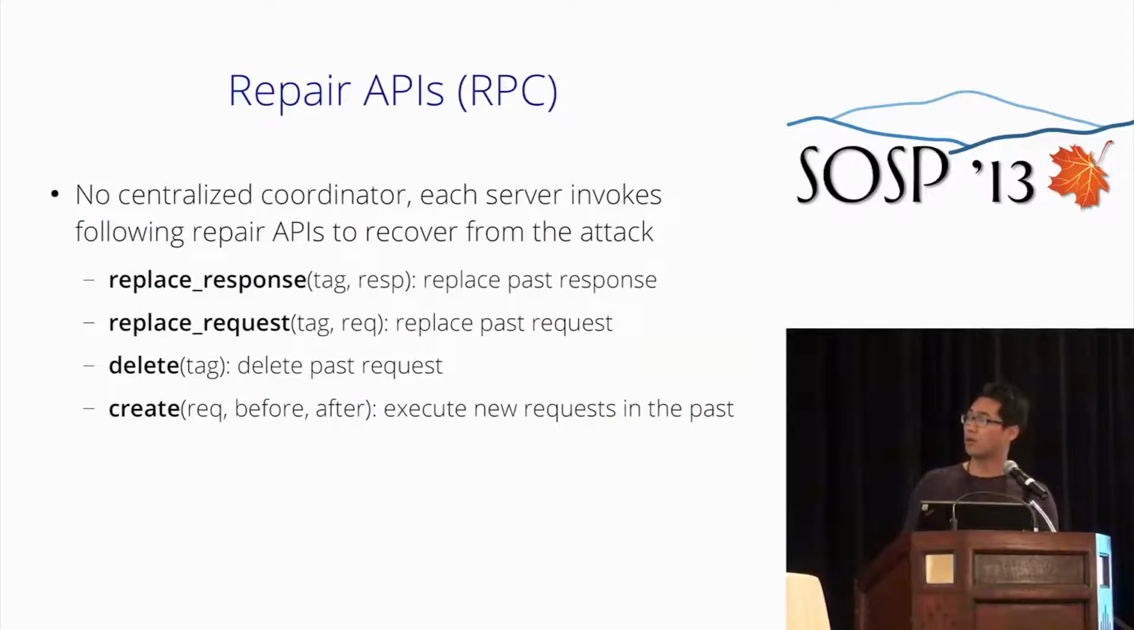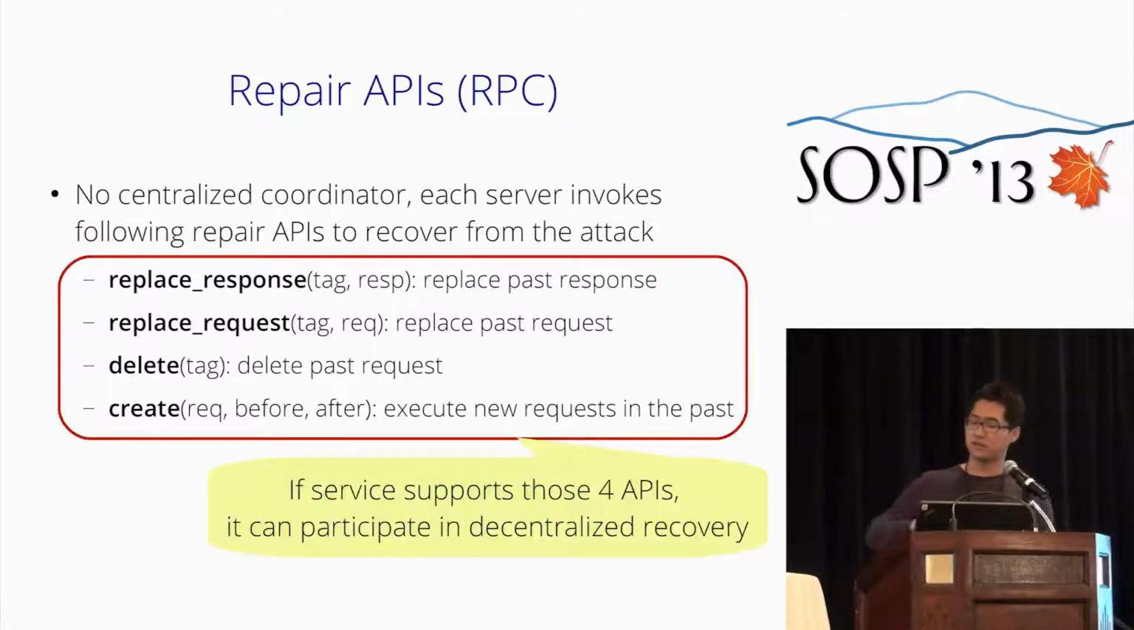In fact, we provide four different kinds of repair API, which don't require any centralized coordinator. It means each service invokes the following repair APIs to recover from the attack. Each website can modify the request and response, and even delete a request in the past. If they want to create a request in the history, they can simply invoke the create API. What we are arguing here is that if services support those four APIs, they can participate in decentralized recovery. I mean, if your website has a vulnerability, you can actually help other people to recover from the attack.